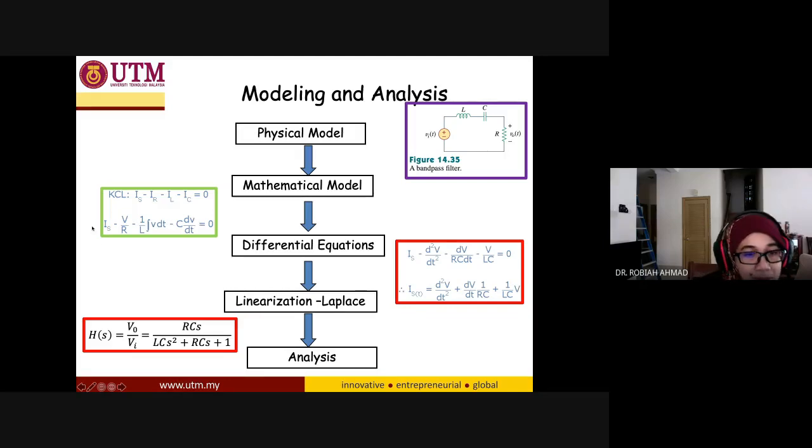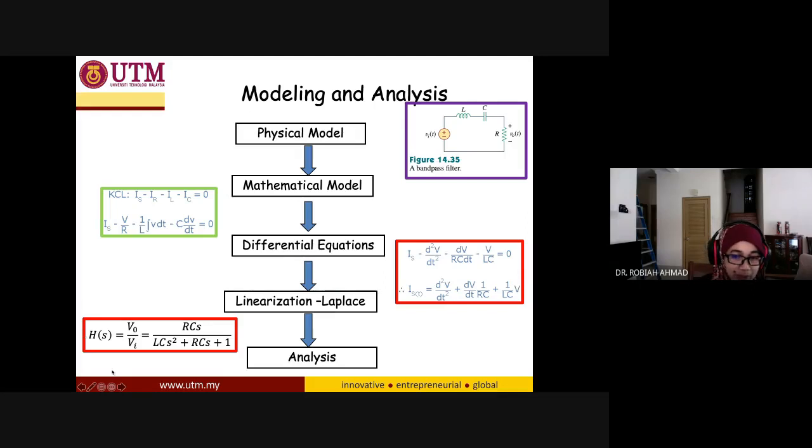You will come up with these equations, which if you put them together represent the differential equation of that system. In this case, your system is second order, because you have d square v. This is what we call the differential equation, and then we linearize it using the Laplace transform.